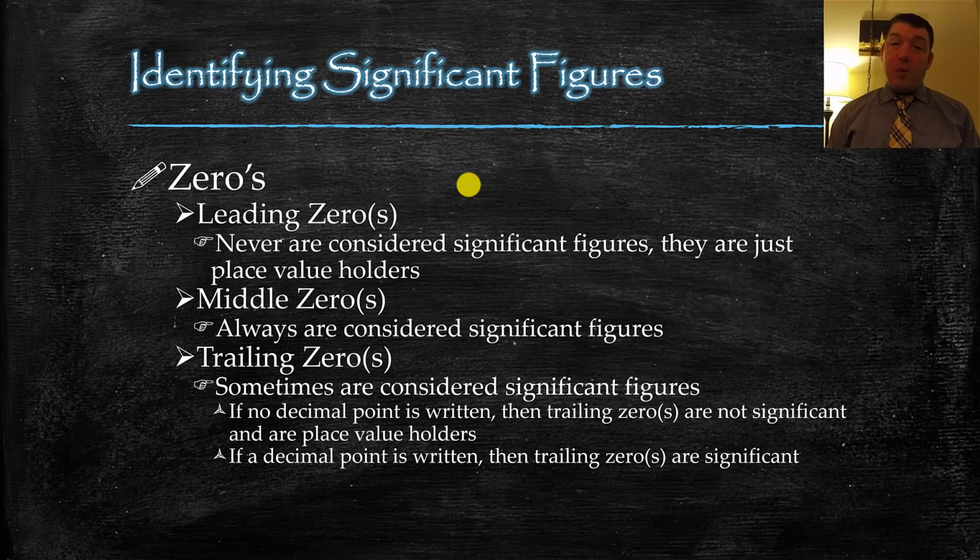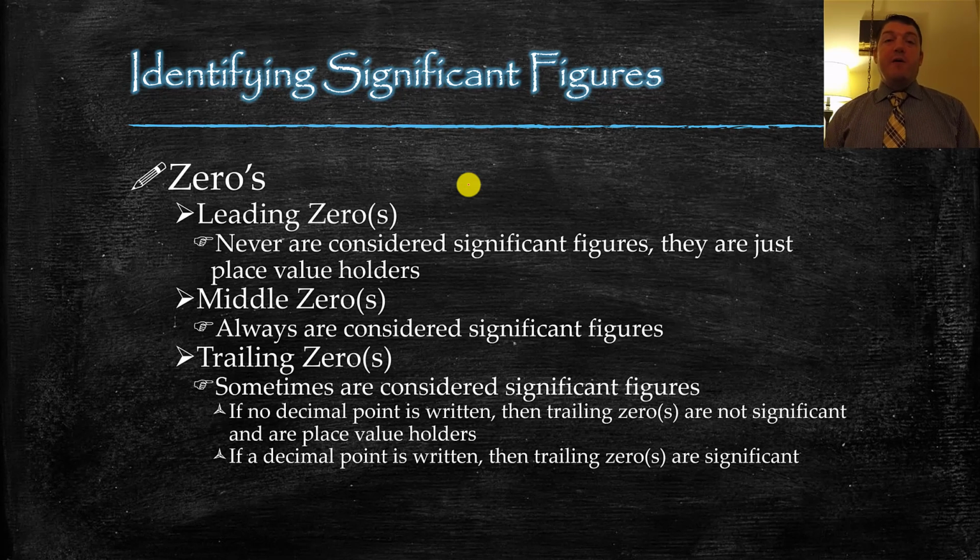If there's 4 zeros between two numbers, for instance, 10001 or 10,001, all of those zeros are sandwiched between the two ones. They're all middle zeros, so they're always significant. Leading never, middle always. The annoying zeros are the trailing zeros. These are the zeros that come after all the other numbers.